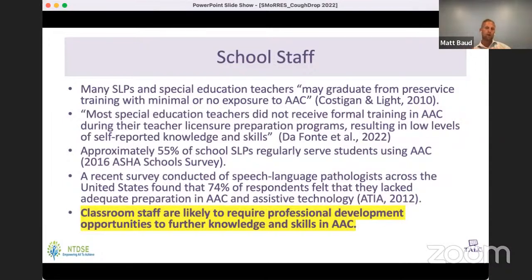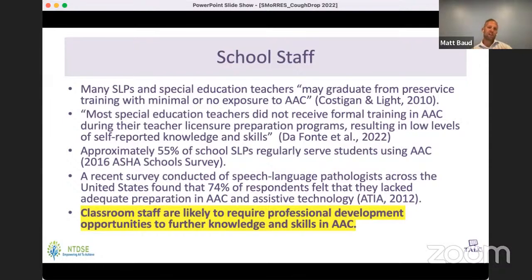We have a lot of interns that would come to our cooperative, and there have been a few that said, no, we didn't have a class. It was rolled into motor speech disorders or whatever it might be. And most special education teachers did not receive formal training in AAC during their teacher licensure preparation programs, resulting in low levels of self-reported knowledge and skills.